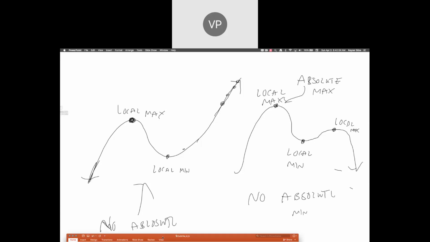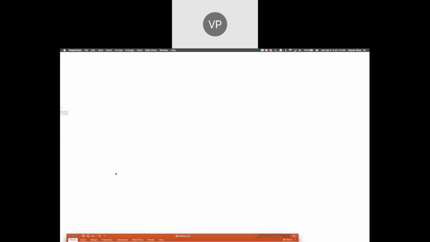So that's really all it is. That's what this whole section is talking about, this idea of the absolutes. You're going to be finding those absolute maxes and mins wherever they are on your picture. And the idea is that sometimes you don't have the picture.